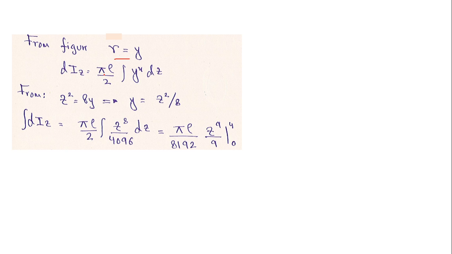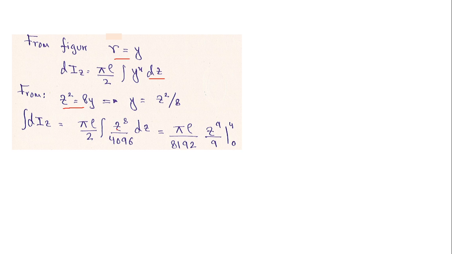So dIz is pi rho upon 2 integral, since r is equal to y, we have y^4 dz. Since we have to perform the integration with respect to z, this y has to be eliminated. Luckily the function was given to us, z square equals 8y, therefore y becomes z square upon 8. So we can substitute the value of y here.